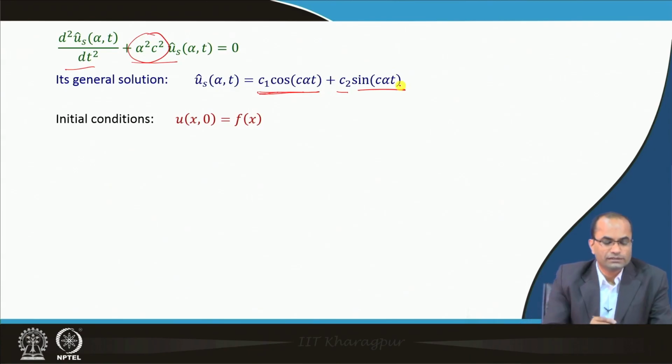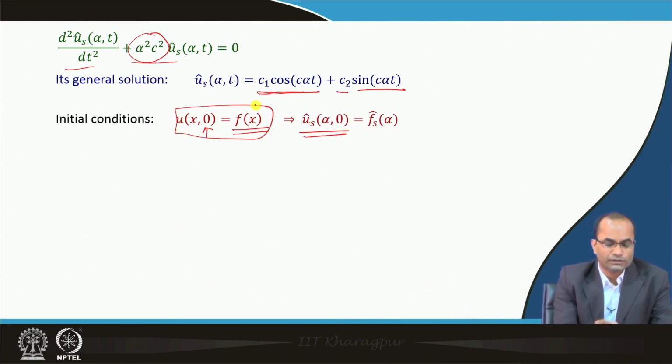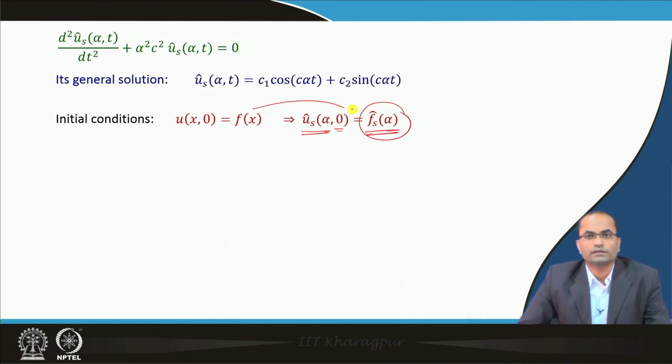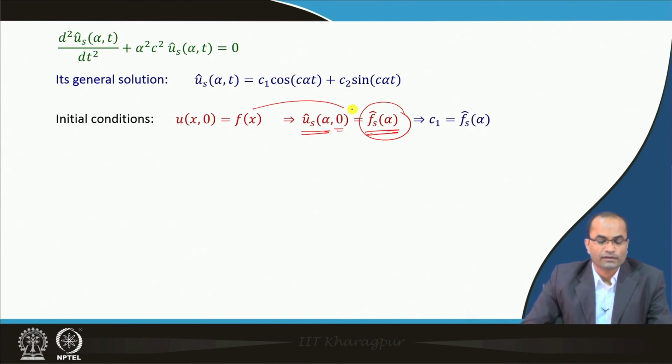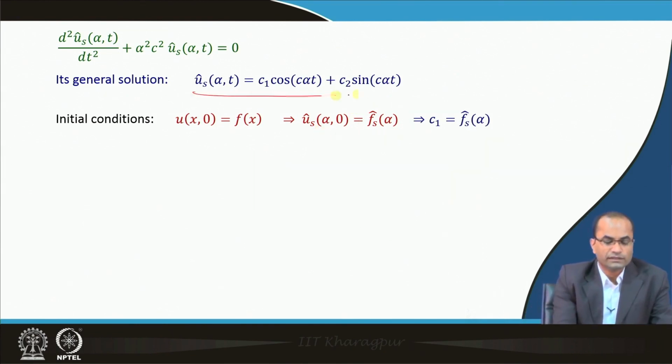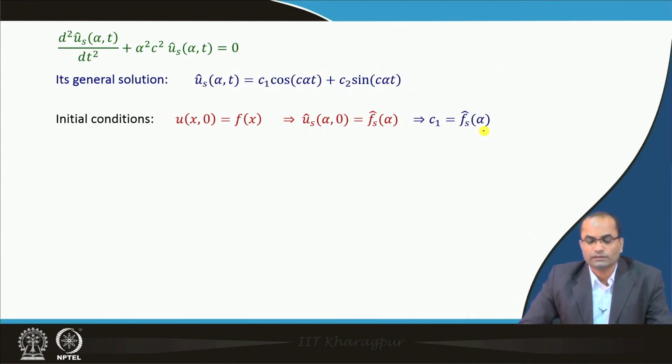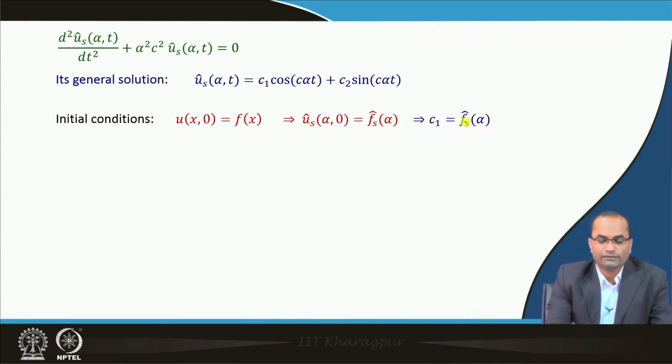The initial conditions, if we take a look here at t equal to 0, this is given as f(x), and which we can take now the Fourier transform, or naturally the Fourier sine transform we are talking about. So, u hat s (alpha, 0) is equal to f s. So, this f s alpha is the Fourier sine transform of this function f(x). So, with this information, if we set here t equal to 0, the c2 term will disappear, and then we have c1 with this 1. So, therefore, we are getting directly c1 as f s hat alpha.